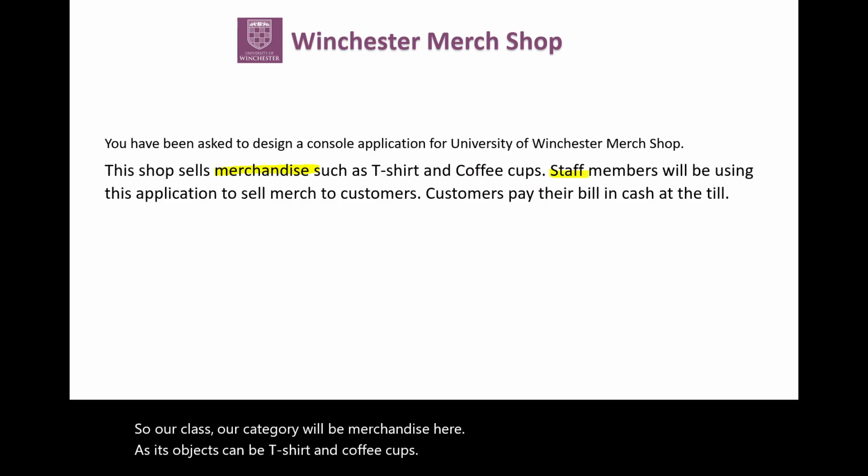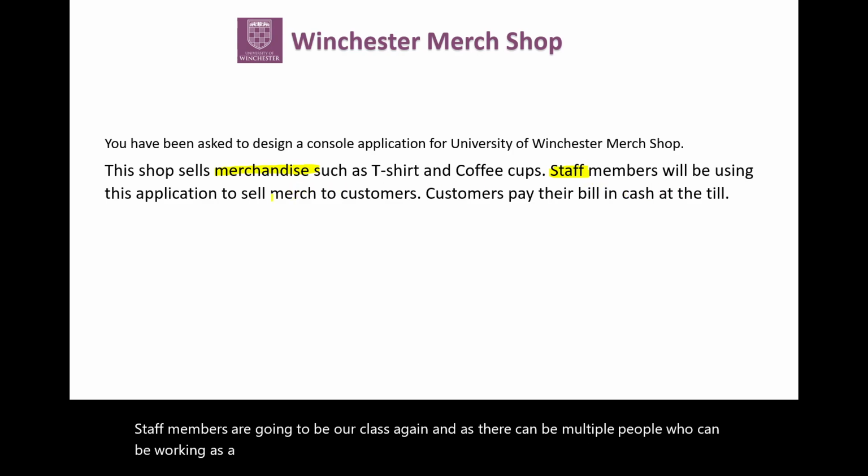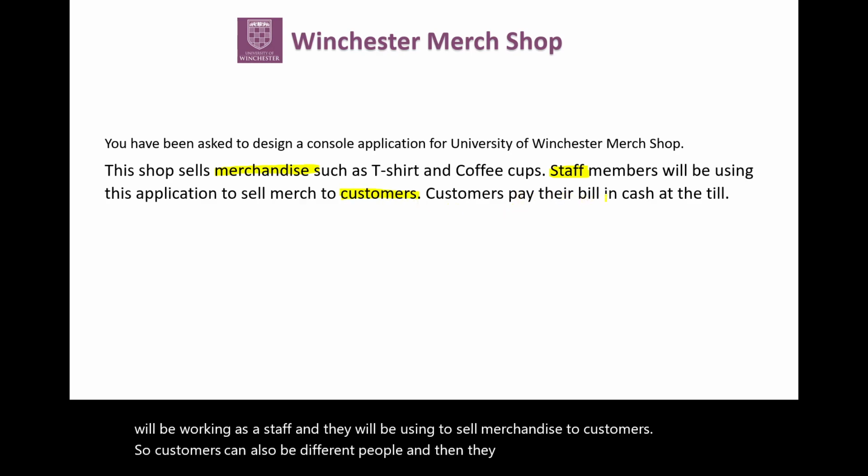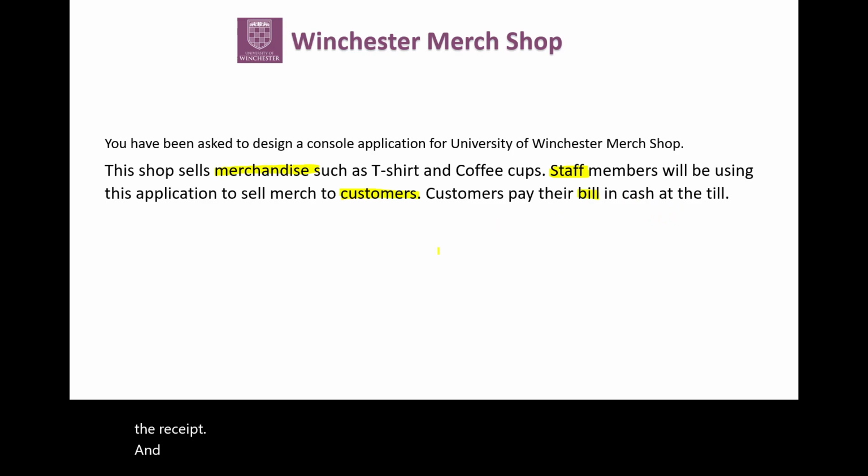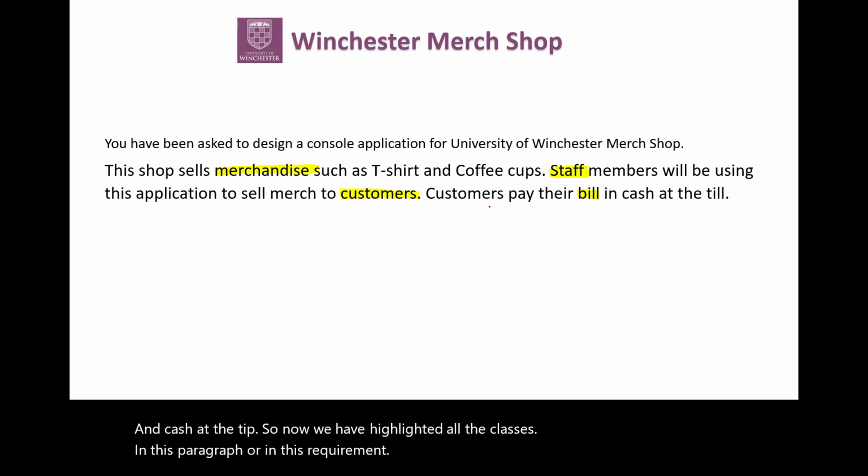Staff members are going to be our class again, as there can be multiple people working as staff, and they will be selling merchandise to customers. Customers can also be different people, and then they will pay their bill, which is going to be the receipt, in cash at the till. So now we have highlighted all the classes in this requirement. All of these yellow highlighted words are going to be our classes.